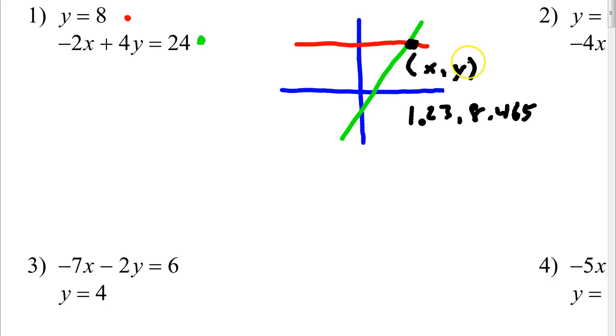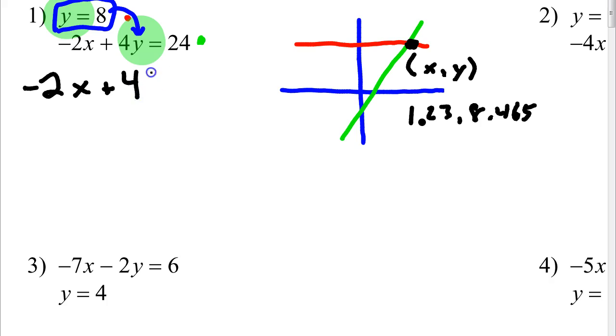The idea is that we're trying to find an x and y that work for both. So we're assuming that this y and this y are the same exact number. They're giving you this y equals 8, therefore this y also equals 8. All we have to do is plug it in and see what happens. After you get going on this, you're going to find it's largely just review. It turns into a two-step equation.